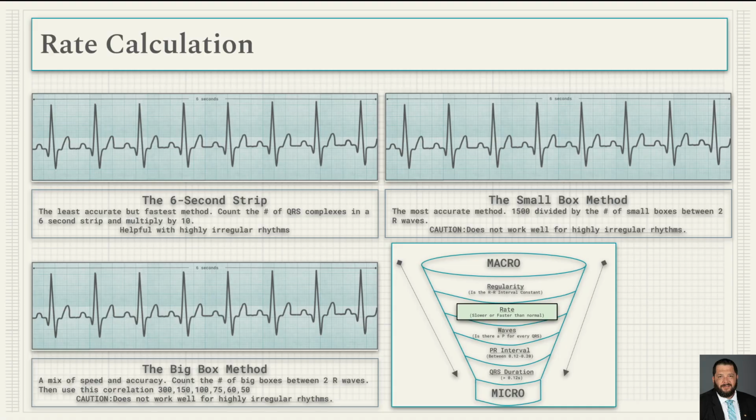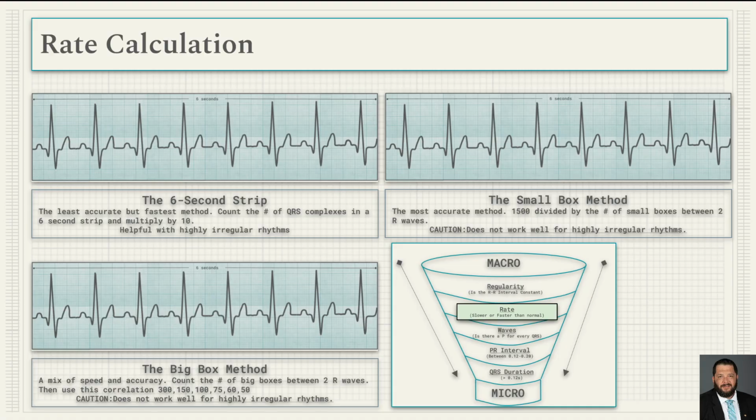The fastest way to calculate the rate is the 6-second strip method, where you just count the QRS complexes in a 6-second strip and multiply by 10. For sinus rhythms, this is going to get you a highly variable and fairly inaccurate calculation of your underlying rate. However, it can be helpful to use this method when you have highly irregular rhythms to get an overall or average rate. For this one on the top left of your screen, using the 6-second strip, you can see that there are 8 QRS complexes, which give you a rate of approximately 80.